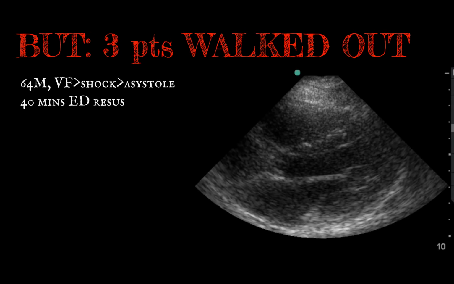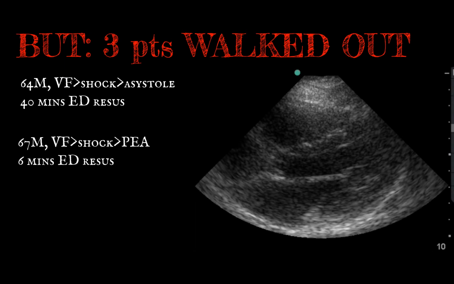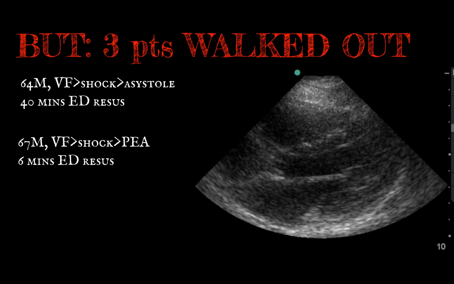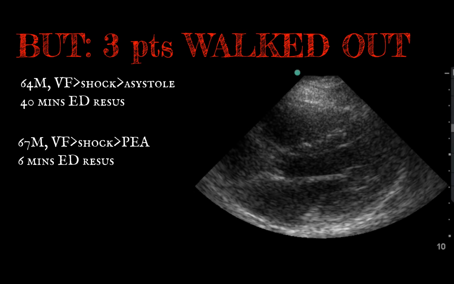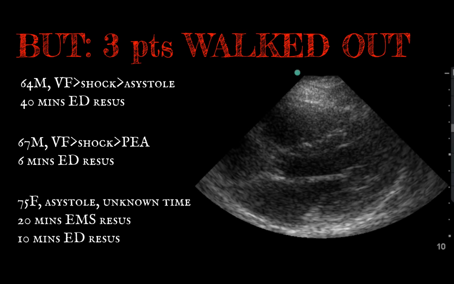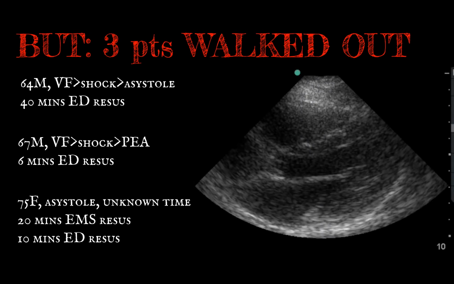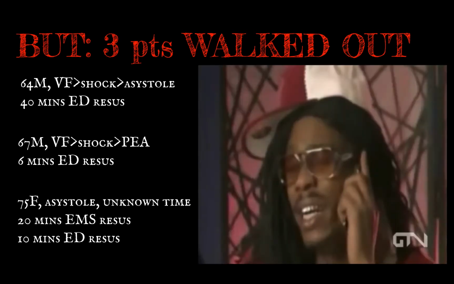There was a 64-year-old man who was found by EMS in VFib, shocked into asystole, and had a 40-minute emergency department resus, and walked out of the hospital neurologically intact. There's a 67-year-old man found in VFib, shocked, PEA, 6 minutes of ED resuscitation, walked out of the hospital neurologically intact. And finally, here's a weirdo, a 75-year-old woman found in her bed in asystole with an unknown downtime, resuscitated for 20 minutes in the field and then another 10 minutes in the ED, made it out of the hospital neurologically intact. Here's what I said when I heard this. What?